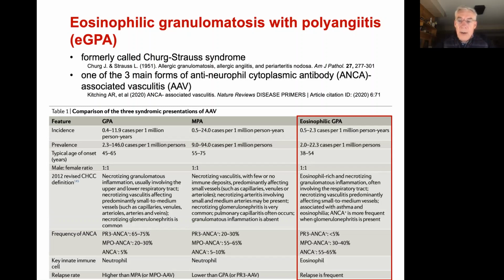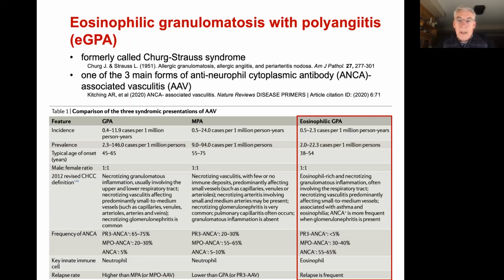Interesting also, and unlike most other rheumatological conditions, EGPA, as well as the other forms of ANCA vasculitis, have a 1-to-1 gender ratio, males to females 1-to-1. In most diseases with autoantibodies or other manifestations, there's a female predominant distribution.